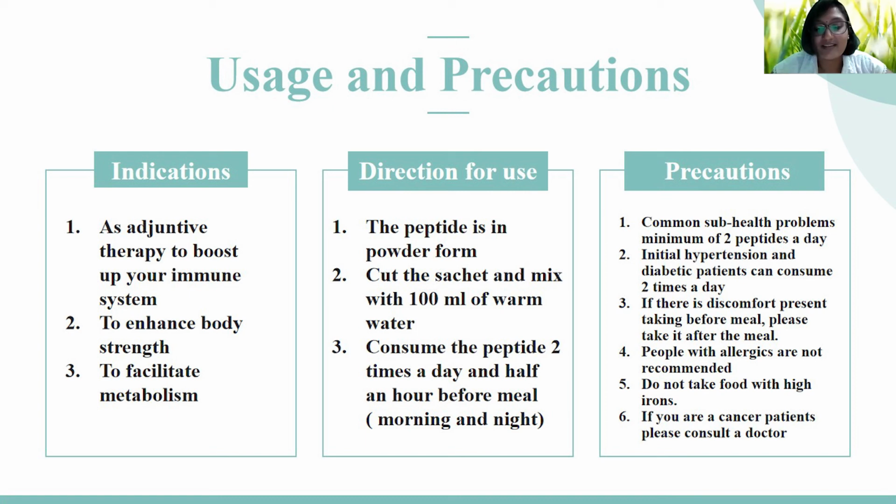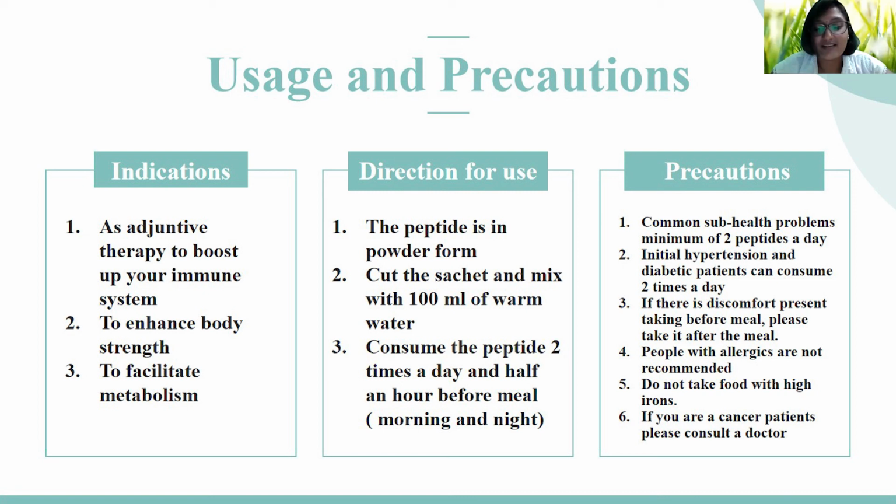The direction for use of this peptide is very simple. The peptide is in powder form. Cut the sachet, mix it with 100 ml of warm water, stir and drink it. Consume this peptide 2 times a day, half an hour before your meal. Okay, morning and night.